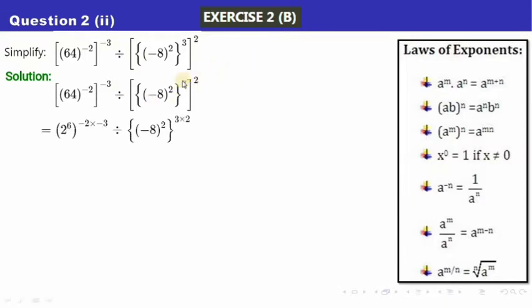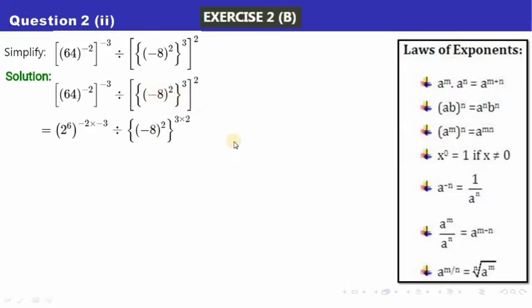Let's apply power law. This is called power law, by the way. So let me apply law number 3, where this is my A, this is my M and this is my N. Whenever there is a power from outside you need to multiply the powers. So that's why it becomes minus 2 into minus 3, divided by. Now see, this 3 and this 2 are from outside, so 3 and 2 will get multiplied. Minus 8 square is kept as it is for now.